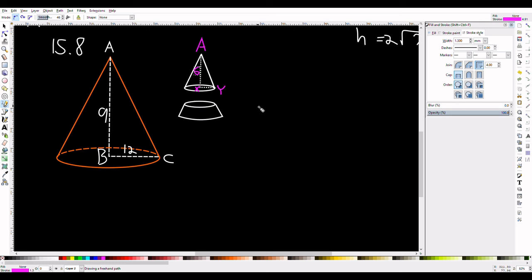So 6/9 equals XY/12. You can do the cross multiplying trick, 6 times 12 and 9 times XY. You'll wind up with 72 equals 9XY. Divide both sides by 9 and get 8 equals XY.